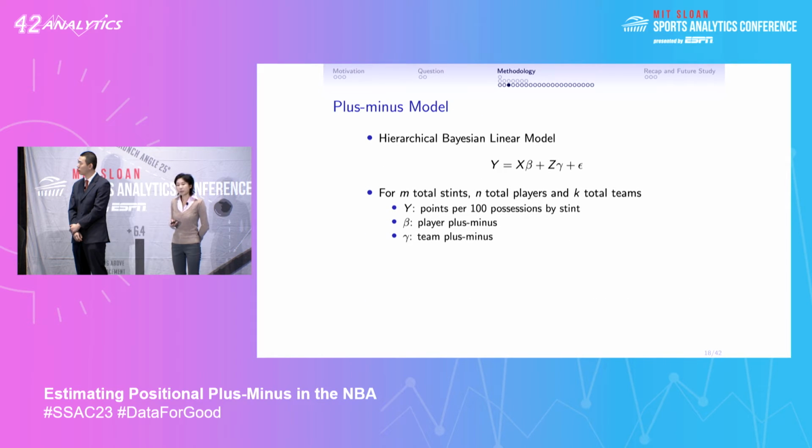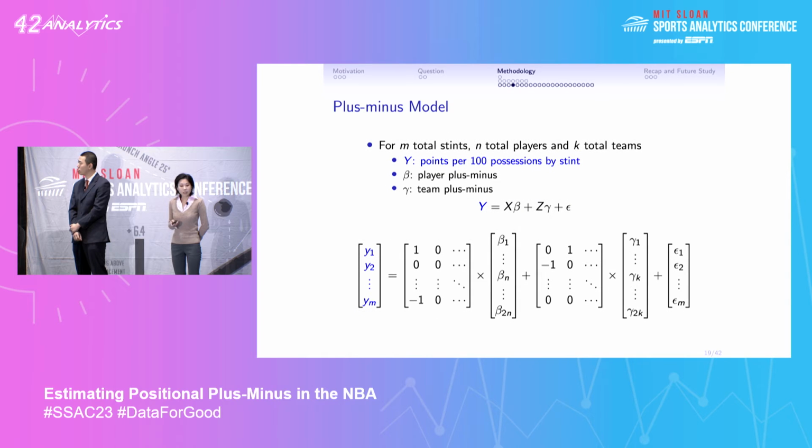Here's how we set up the plus-minus model. Suppose we have M total stints, N total players, and K total teams in one season of data. Here, y is a response vector, so each y value is the number of points per 100 possessions for that stint. X here is the design matrix for the players. So 1 is a player on the offensive team, -1 is a player on the defensive team, and 0 is a player not on the court.